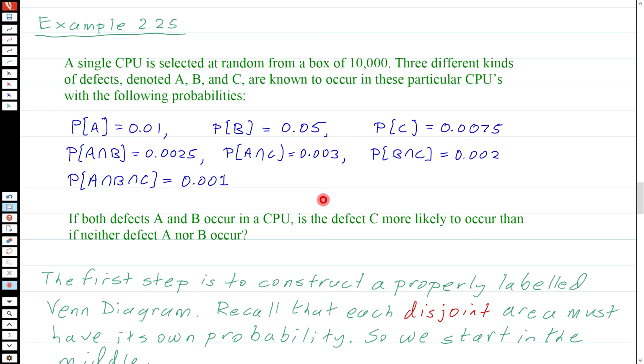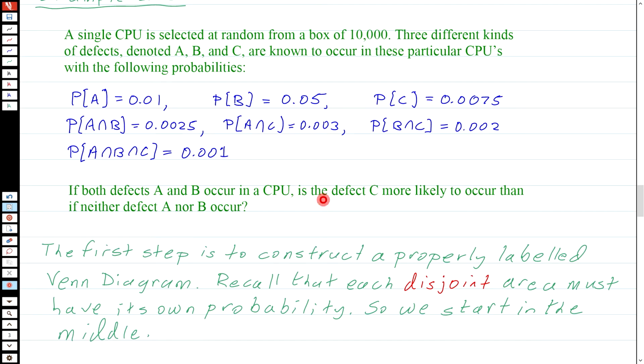Now the question is, if both defects A and B occur in a CPU, is defect C more likely to occur than if neither defect A or B occurs? Well, to answer this question, I highly recommend that your first step is to construct a properly labeled Venn diagram. Once you've done that, a lot of the problems are very simple to solve.